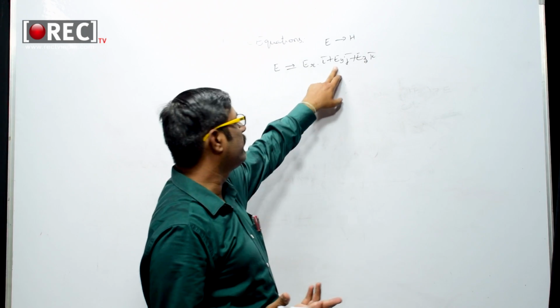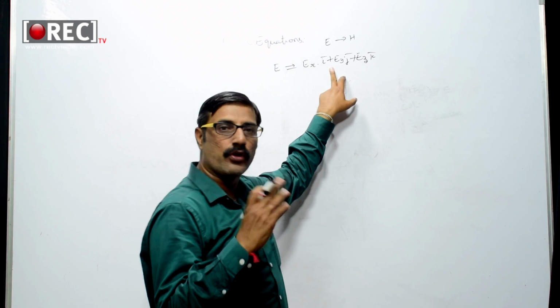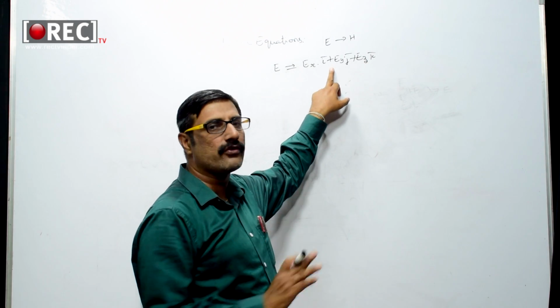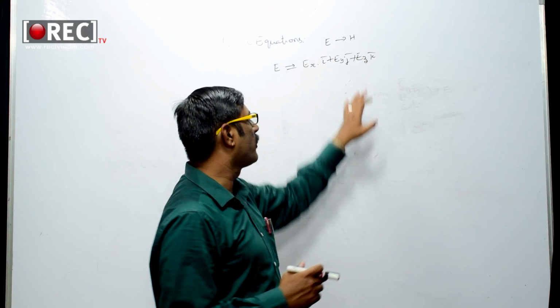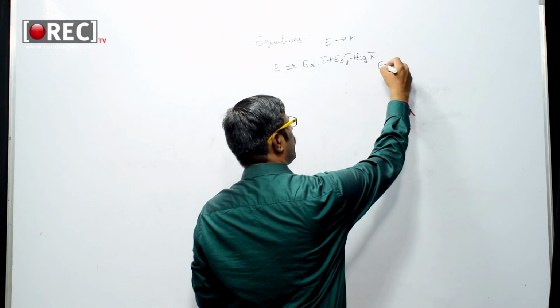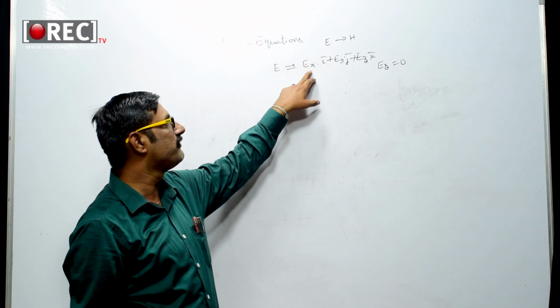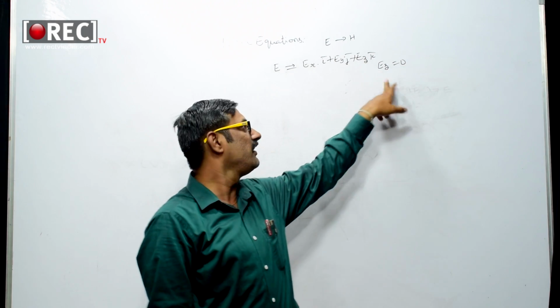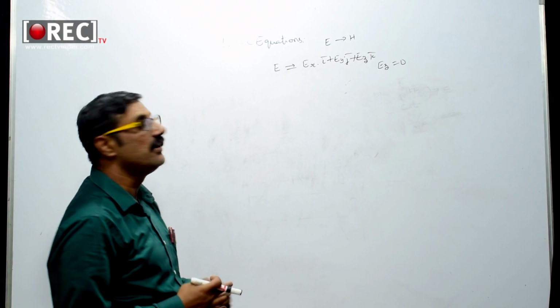Similarly, if it is propagating in the y direction, then Ey should be 0. So in whichever direction it is propagating, there should not be any component in that direction. For simplicity, let me assume that it is propagating in the z direction. So the basic condition is obviously Ez equals 0. If it is any uniform plane wave traveling in the z direction, then Ez equals 0. That's the first condition. Now, what is the second condition?